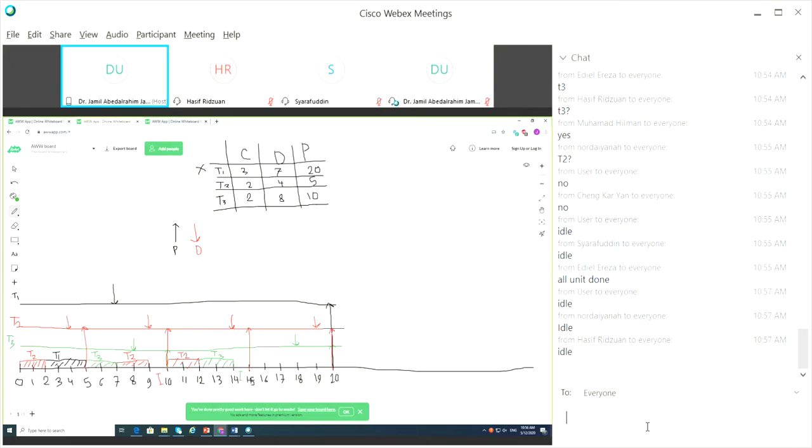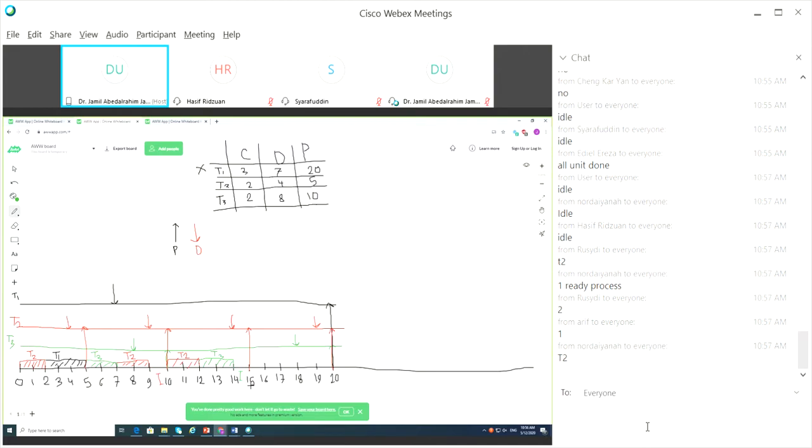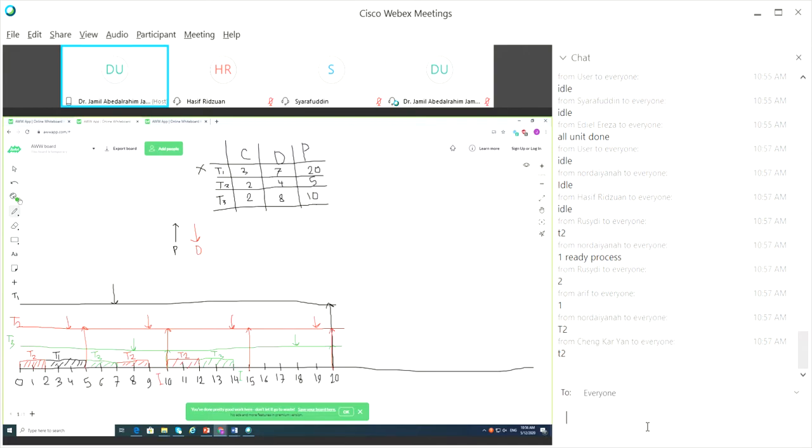Okay. At 15, how many ready processes to execute? At 15, how many ready processes and which one? One ready process, correct, which is task 2. So we execute task 2.